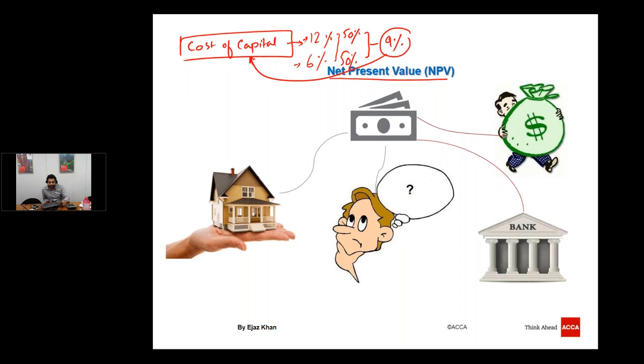What does this mean? It means that the company should make sure that it earns at least 9% from every investment so that it can pay this 9% to its fund providers. So every investment project should have at least 9% return before it could be accepted.